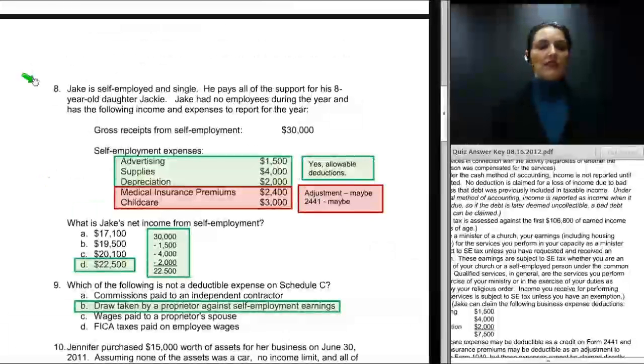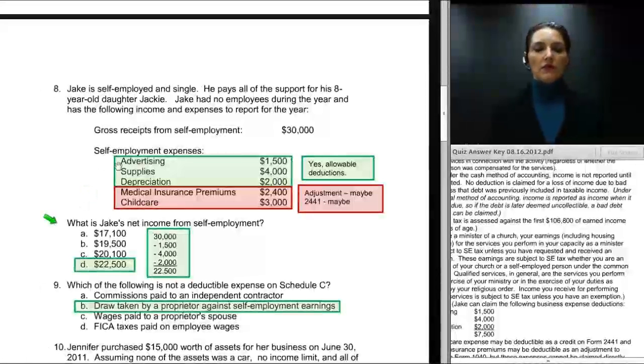The next question we're looking at is question number 8. Jake is self-employed and single. He pays all of the support of his 8-year-old daughter, Jackie. Jake had no employees during the year and has the following income and expenses to report for the year. Gross receipts from self-employment, $30,000, and he has the following expenses: advertising, supplies, depreciation, medical insurance, and child care. And the question reads, what is Jake's net income from self-employment?